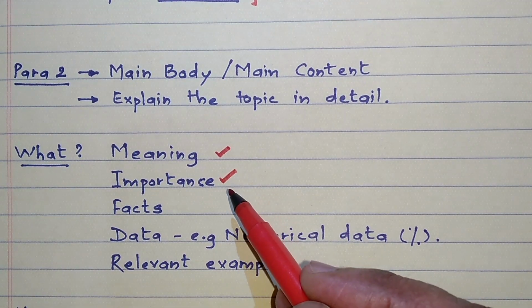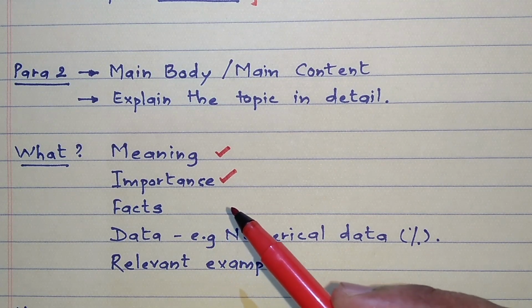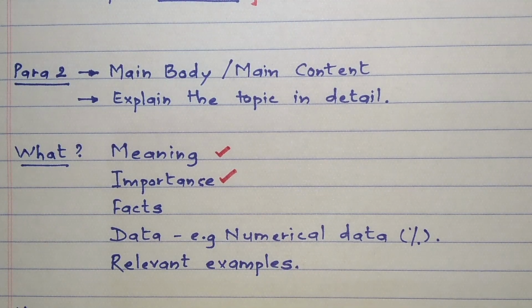Second important point that you have to mention in second paragraph is importance. You have to give the importance of the given topic. For example, if the topic is conservation of environment, you will have to explain how conservation of environment is important and how we should protect it.